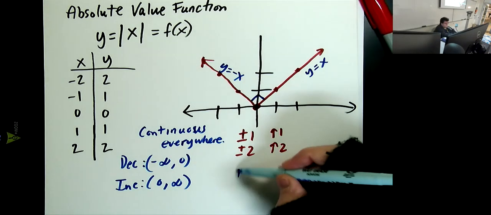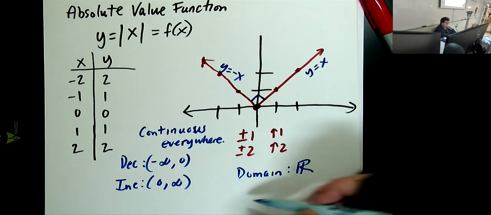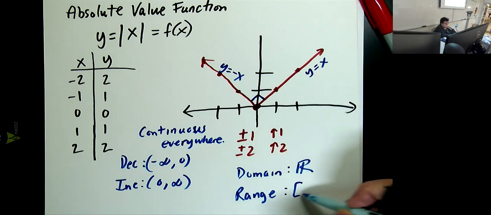The domain is all real numbers. And the range is only positive numbers or non-negative. We can include 0.